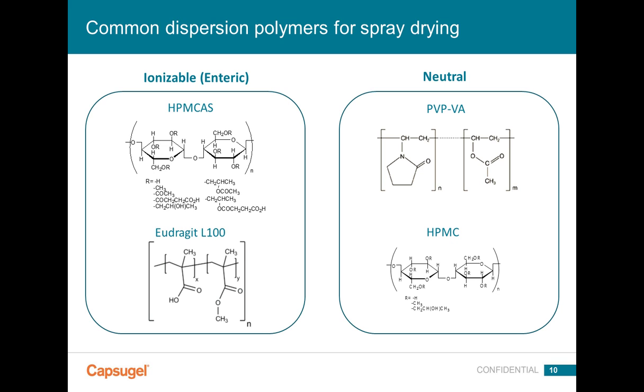HPMC is a natural cellulosic that excels at sustaining supersaturation in amorphous formulations. As a dispersion polymer, it can have difficulties with dissolution rate, and we'll be talking about this polymer quite a bit in the second case study that we'll cover today.